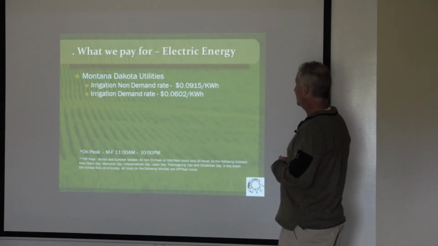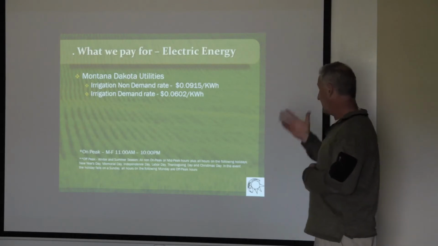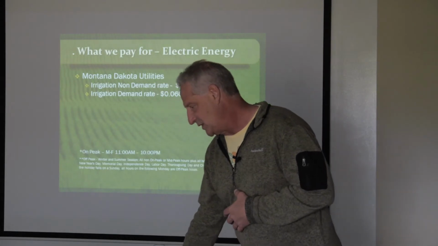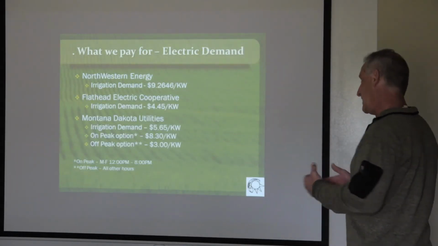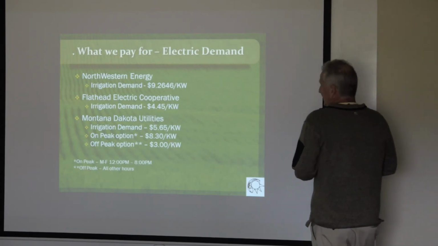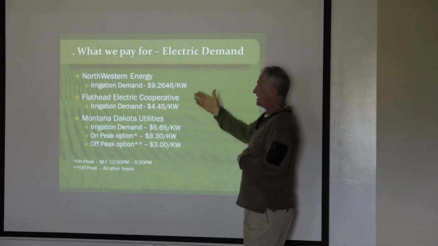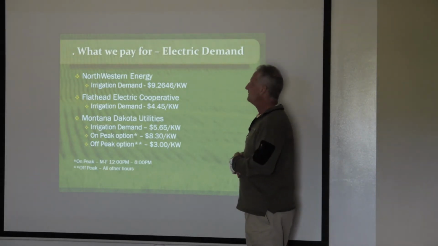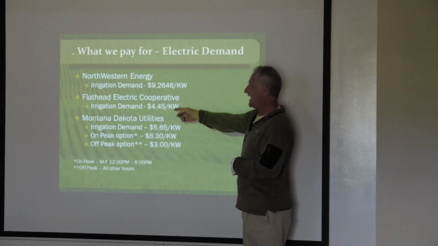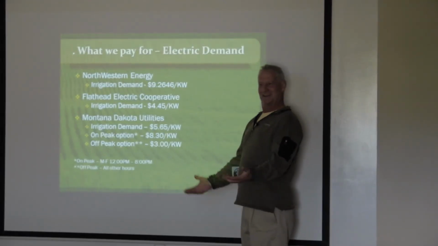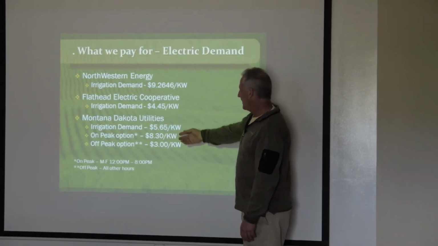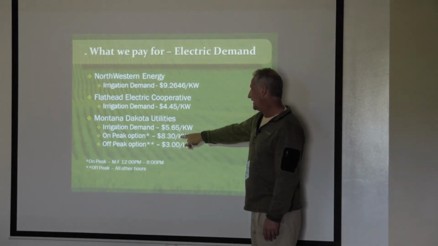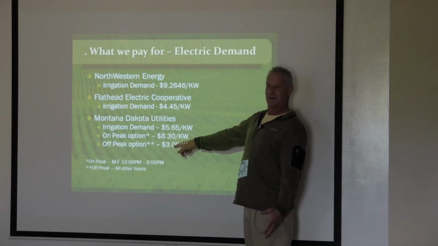Montana-Dakota Utilities: irrigation non-demand, 9 cents; irrigation demand, 6 cents, very similar to Northwestern Energy. So then we pay for demand, okay, if we're a demand meter. Here's what I think is really interesting: Northwestern Energy is $9.26 a kilowatt for demand, Flathead is half of that. I mean, what's fair about that? And then Montana-Dakota Utilities, we've got on peak, $8.30, off peak, $3.